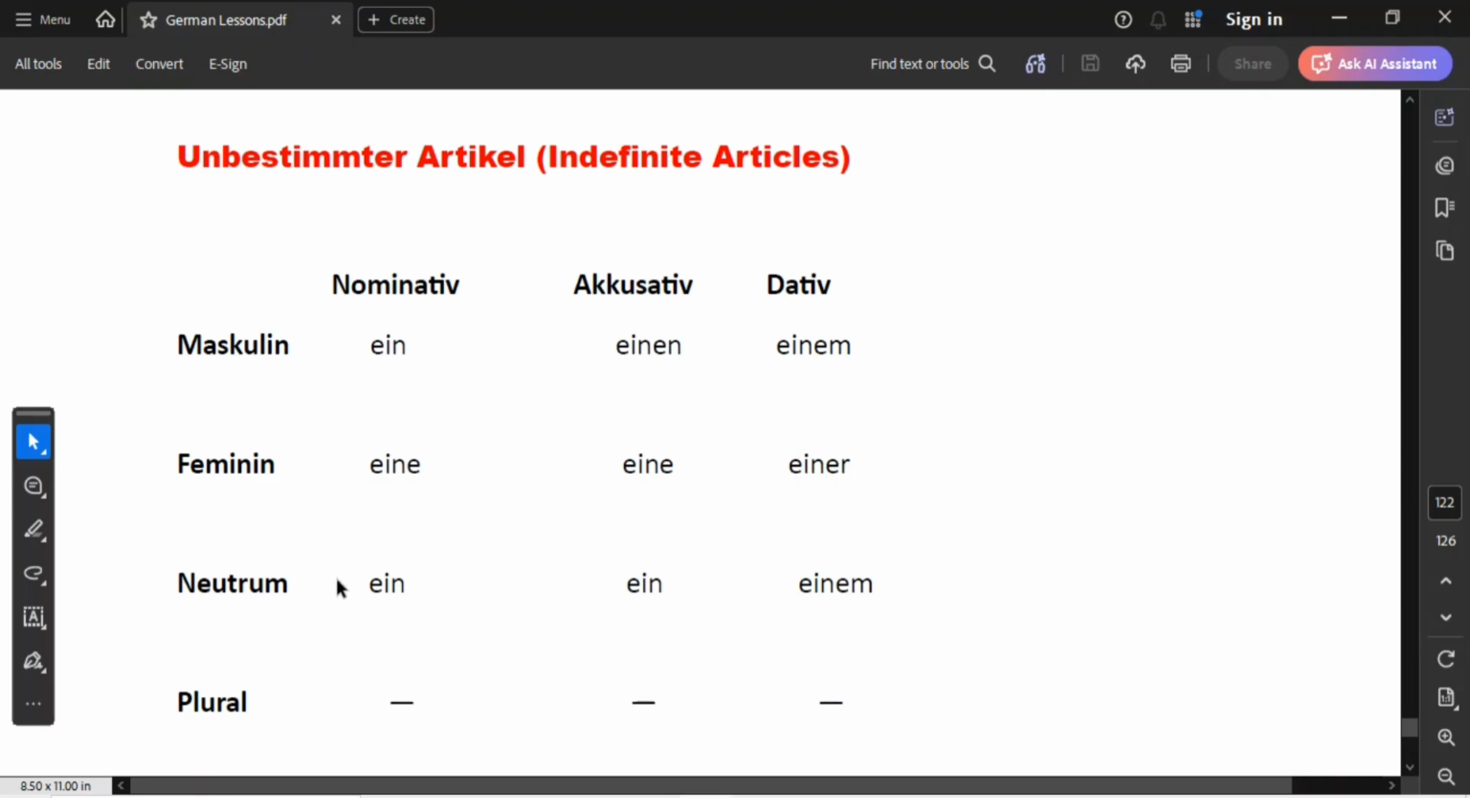Then neutrum, we have ein, einem. Then obviously in plural, we don't have anything when it comes to the unbestimmter article. So in dative, we have einem in masculine, then we have einer in feminine, and einem in neutral. In plural, we don't have any.